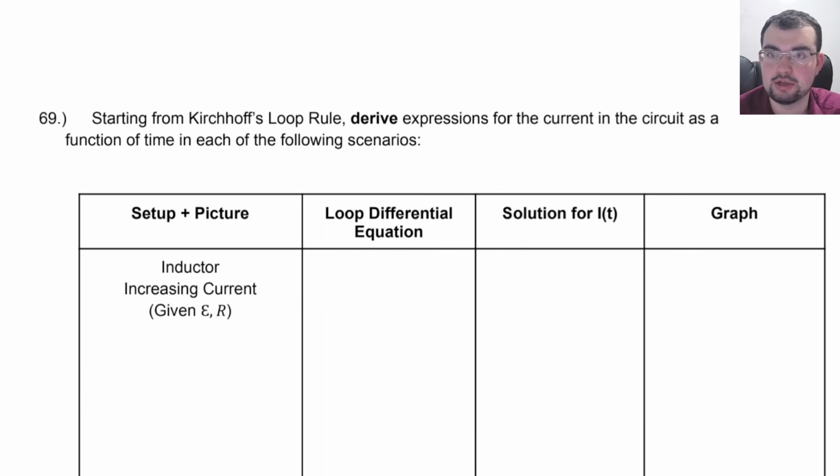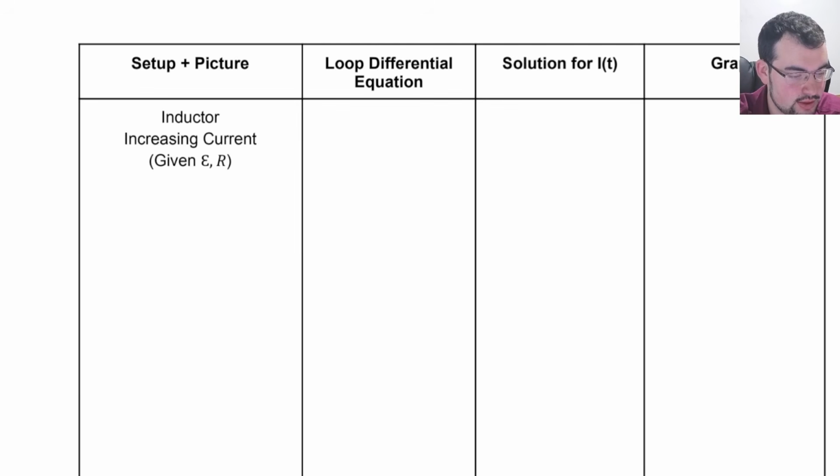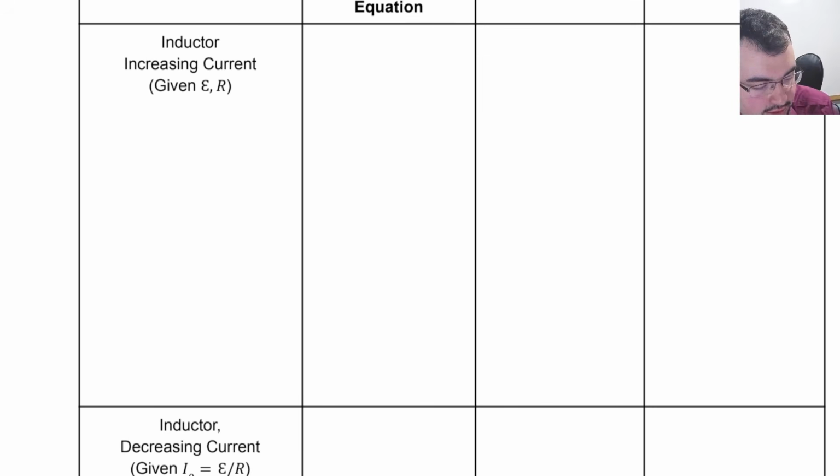Now we're just going to mirror what we did before with capacitors. So we're going to do our diff EQ. So we have an inductor with increasing current. We'll solve everything. And then we have our inductor with sort of decreasing current. So this is like, I think I want to do the R first. Not that it matters.